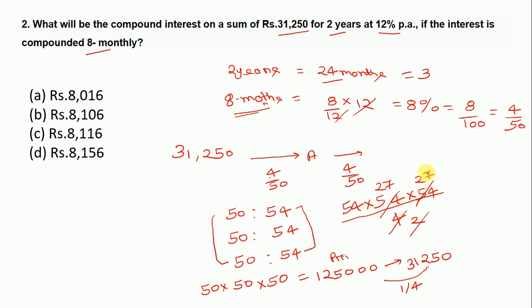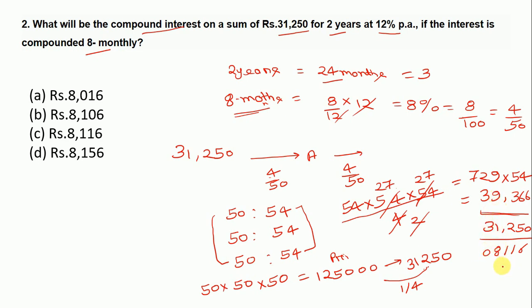Now just find the product of this, and 27 into 27, it means square, that is 729, and multiply it by 54. It will come out as 39,366. So this will be your compound amount, that is your amount after 24 months. But in the question we have been asked compound interest. Just subtract 31,250 from this amount and we will get the answer. 6 will come as it is, and 6 minus 5 is equal to 1, 3 minus 2 is equal to 1, and 9 minus 1 is equal to 8, and 3 minus 3 is equal to 0.